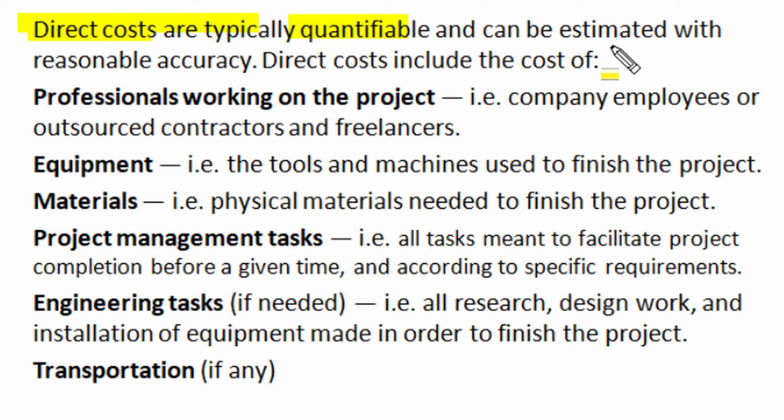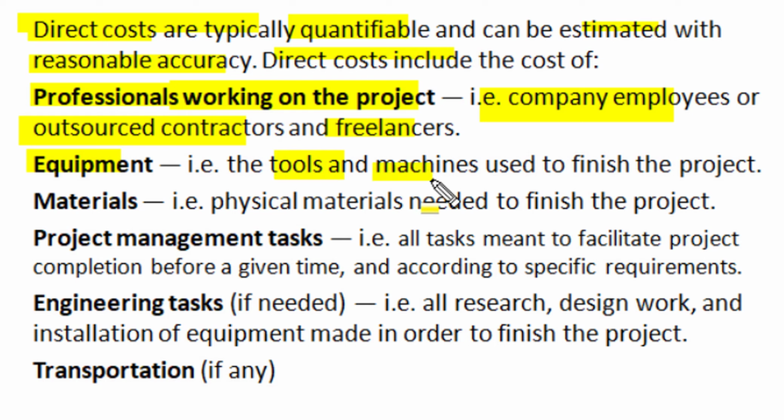Such direct costs are estimated with reasonable accuracy, and such direct costs include the cost of wages and salaries of professionals working on the project. They may be company employees or employees provided by an outsourced contractor or some freelancers working on the project. Direct costs include equipment cost of those tools and machines which are used by company employees or employees of the contractor or freelancers and used to finish the project. So all equipment used by different professionals working on the project costs some amount, and that cost is called direct cost on the project.